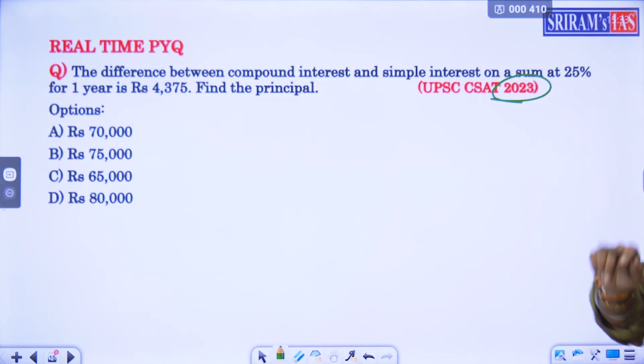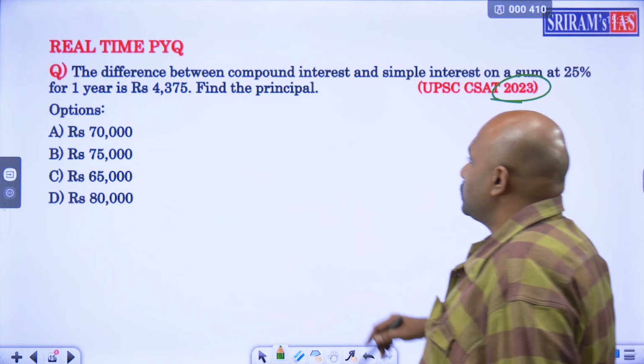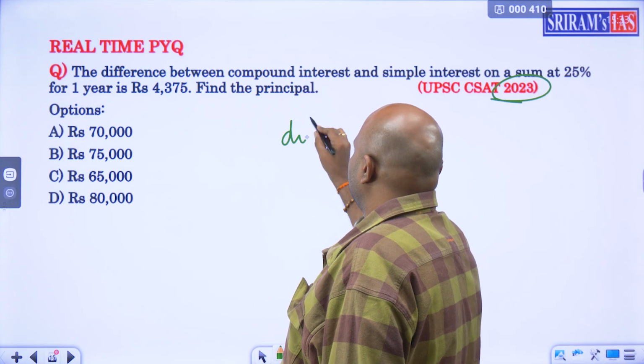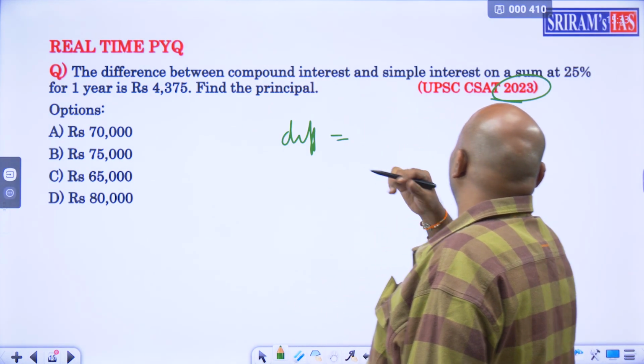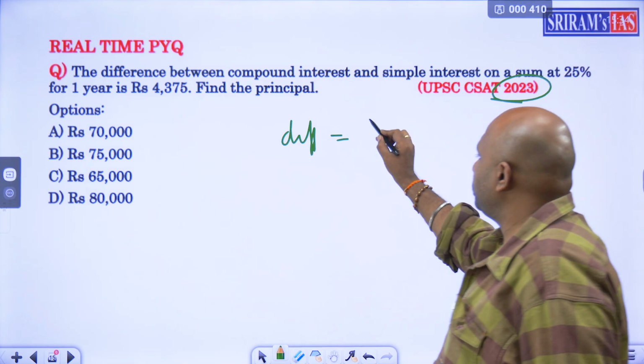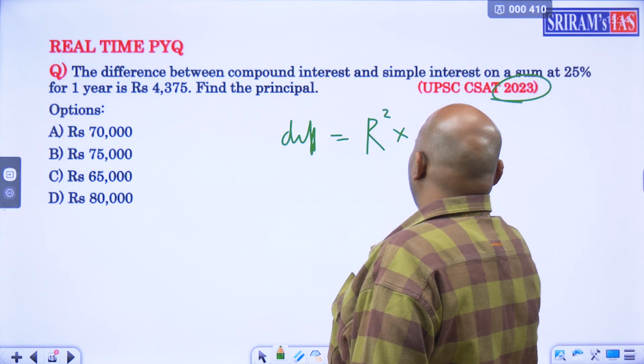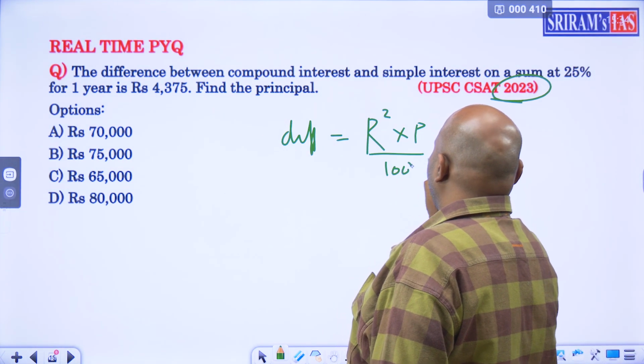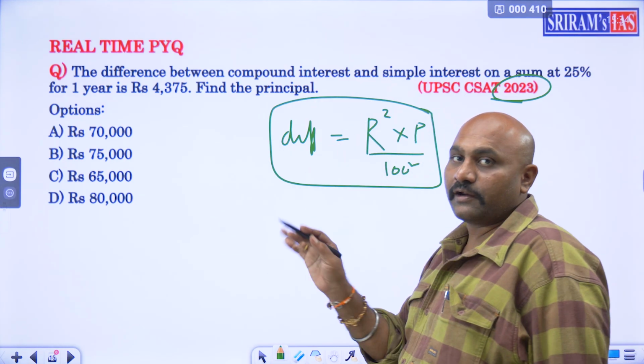So the difference between compound interest and simple interest on a sum at 25% is given by: the difference is equal to the rate squared into principal, divided by 100 squared. This is a direct formula you can use as a shortcut.